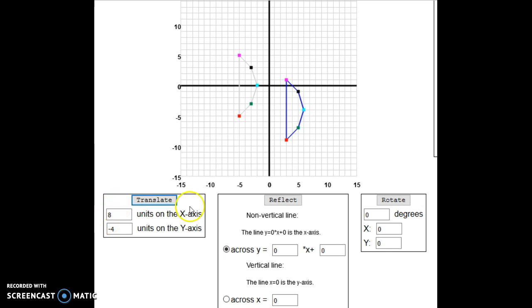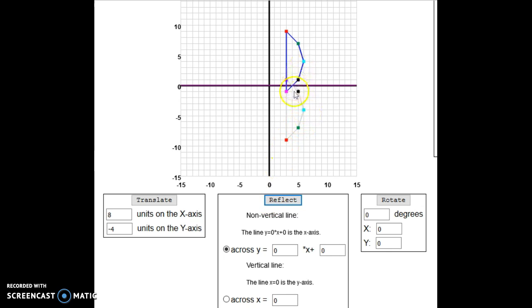Okay, so now let's talk about reflections. Reflections are a flip. If I want to reflect across the line y equals 0, first let's talk about where that's at. Y equals 0 means that you want the line to cross the y-axis at 0. So y equals 0 actually ends up being the x-axis because it crosses the y-axis right there at 0. So when we reflect across y equals 0, we're really reflecting across the x-axis.